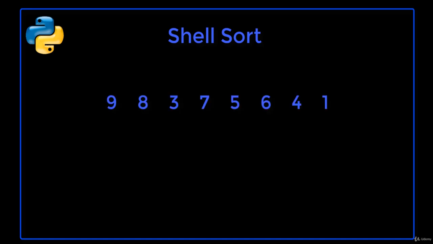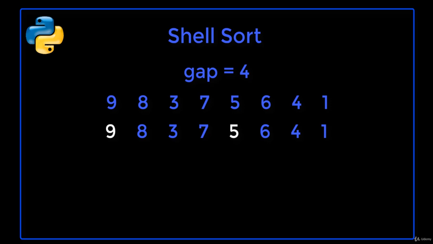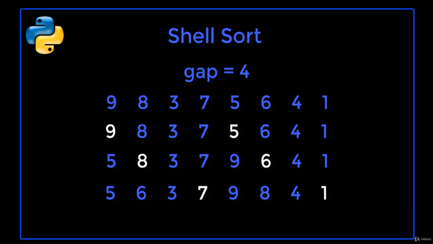We start out with a collection of 8 elements in the following order: 9, 8, 3, 7, 5, 6, 4, and 1. On the first iteration, the gap is equal to the length of the list divided by 2, so the gap is 4. 5 is less than 9, so the 2 elements are swapped. 6 is less than 8, so the 2 elements are swapped. 1 is less than 7, so they are swapped.